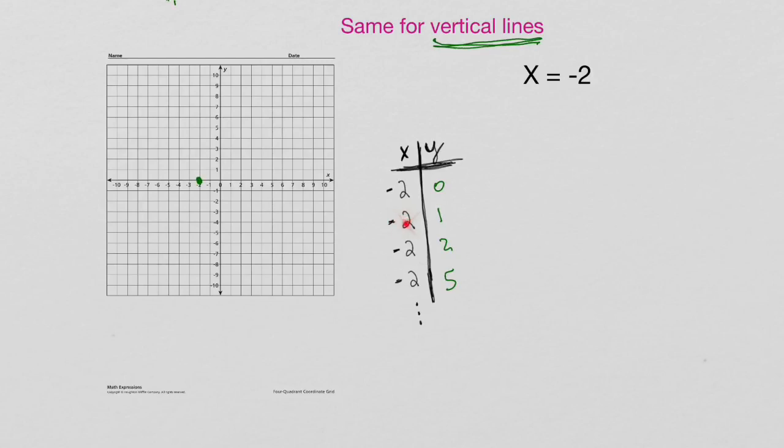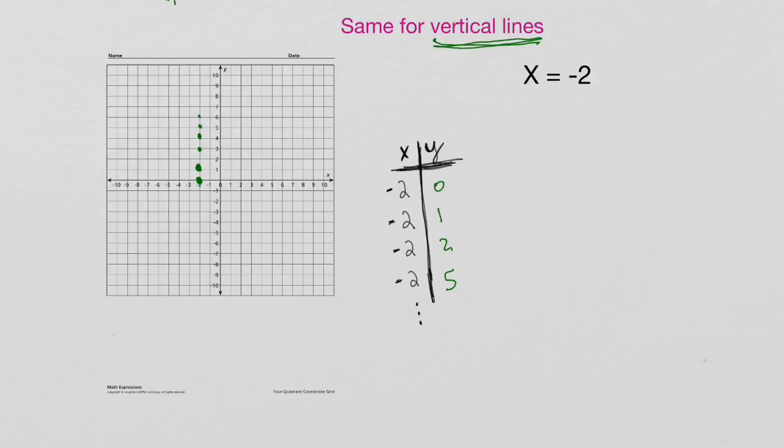For the next one, negative 2 again, and this time I have to go up 1. So I'm right here again, and now I'm going to go up 1. If you continue the pattern, you can see that we're always going to be here at negative 2, and we're going to be rising or falling.